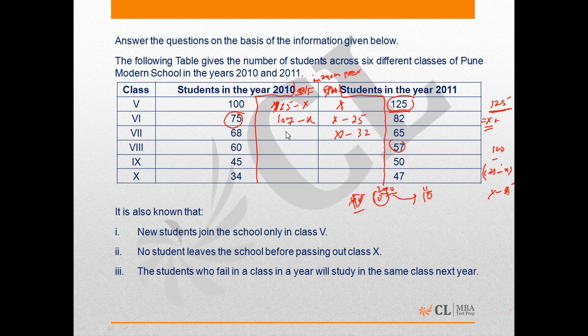Similarly, we can fill this table, and the rest of the figures are 97 minus X, X minus 29, 86 minus X, X minus 26, 76 minus X, X minus 31, and 78 minus X.